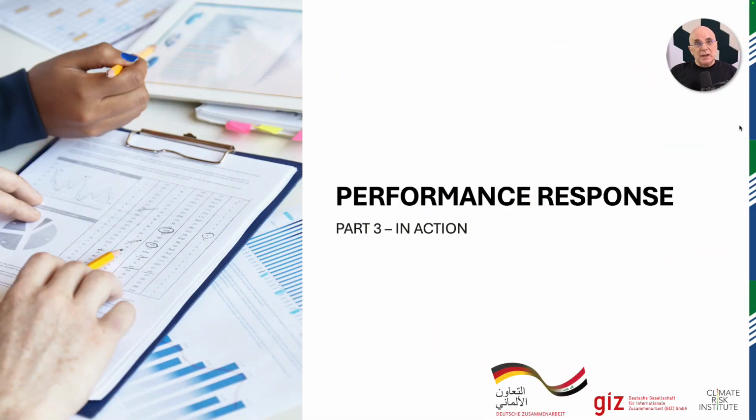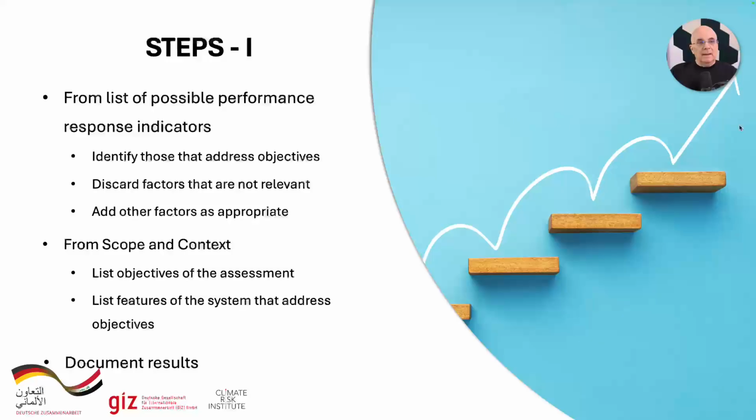So in action, how does this actually work? There are a number of steps that we need to undertake. From a list of possible performance response indicators, the one that we just went through, identify those that address the objectives of the organization. Discard those factors that are not relevant. And add anything else that you may think is appropriate in this analysis. From our scope and context, list the objectives of the assessment. List the features of the system that are impacted or address these objectives. And we document our results.